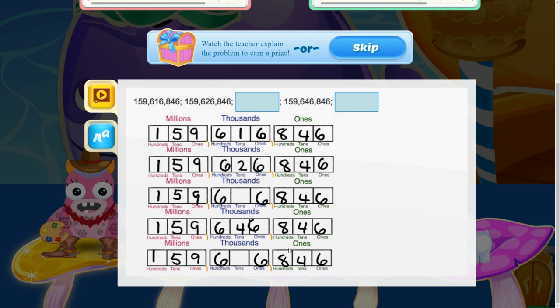Well, we can see that the numbers in the 10,000s place are increasing by 1 for every new number. So we have 1 plus 1, which is 2. 2 plus 1, which is 3, so 3 should go in our first blank. 3 plus 1 is 4, and 4 plus 1 is 5. So, our missing numbers are 159,636,846. Sorry, I wrote over one of the numbers. And 159,656,846. And it looks like our pattern is that every number is increasing by 10,000.